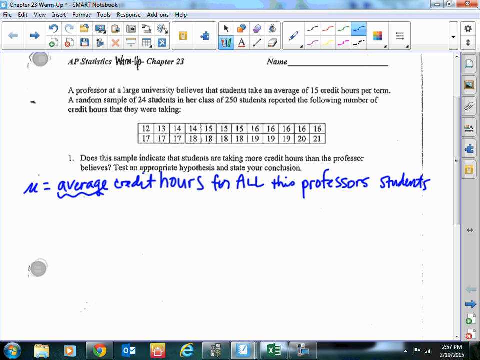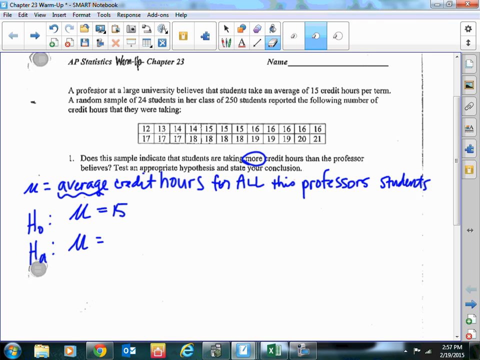Now the hypotheses. The null hypothesis is that mu equals 15. It says that up there in the first sentence. The alternative, she is wondering if students are actually taking more. So mu is greater than 15. Remember, the null is always equal. The alternative is something else, so we've got that.